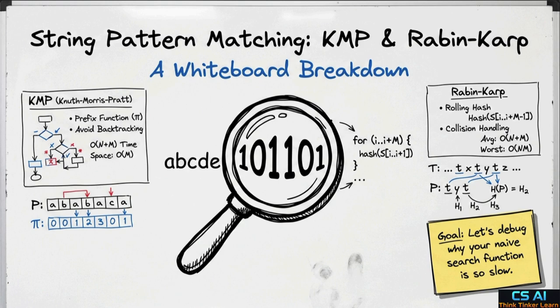world, KMP and Rabin-Karp. KMP uses structured memory and prefix functions to avoid backtracking, while Rabin-Karp uses the mathematical magic of rolling hashes. By the end of this session, you'll understand the how and the why behind these high-performance tools. If you're preparing for a technical interview or just want to write better code, you're in the right place.